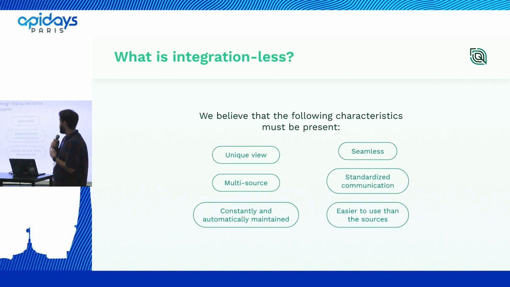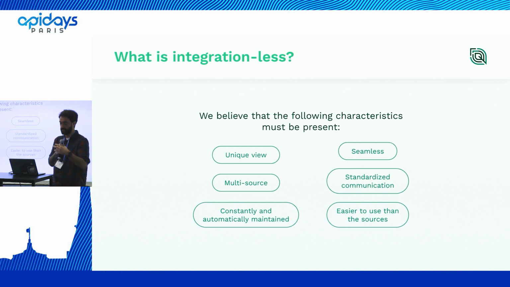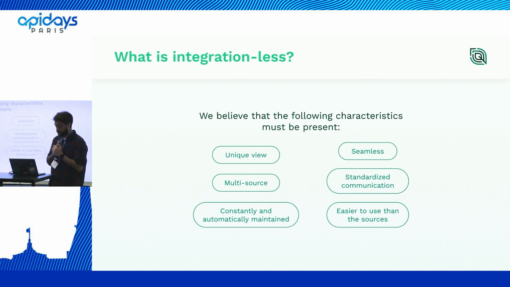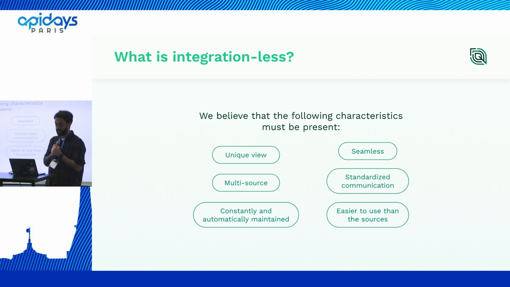We believe that an integrationless API would have the following characteristics. A unique view, so a unique way to access data, would be multi-source. It makes no sense to have such an API when you have only one source. This API needs to be constantly and automatically maintained. So if anything changes in one of the sources, we need to automatically correct or fix or evolve our API.